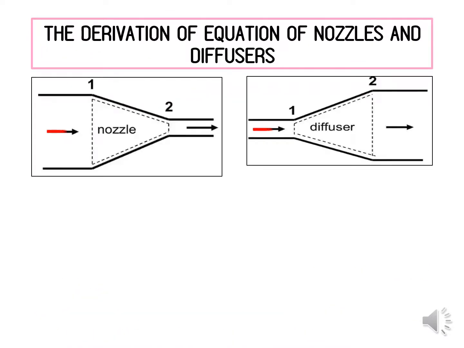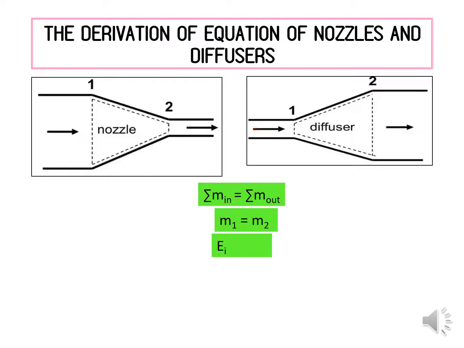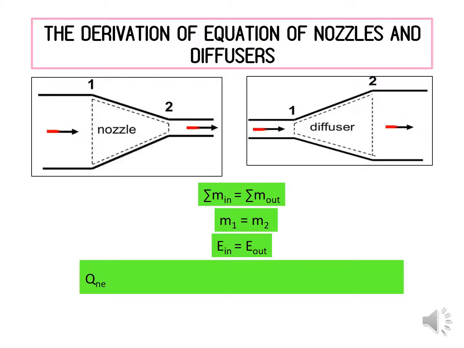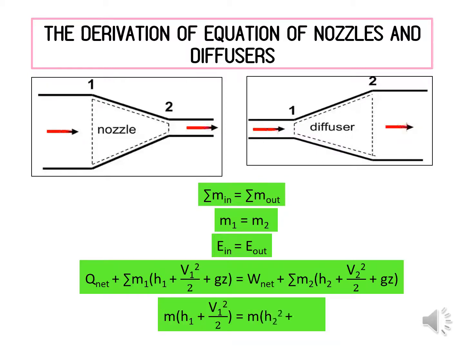The derivation of the equation of nozzles and diffusers. Summation of m in equals summation of m out, so m1 equals m2. E in equals E out. Q net plus summation of m1 times h1 plus V1 squared over 2 plus gz equals W net plus summation of m2 times h2 plus V2 squared over 2 plus gz. So m times h1 plus V1 squared over 2 equals m times h2 plus V2 squared over 2.